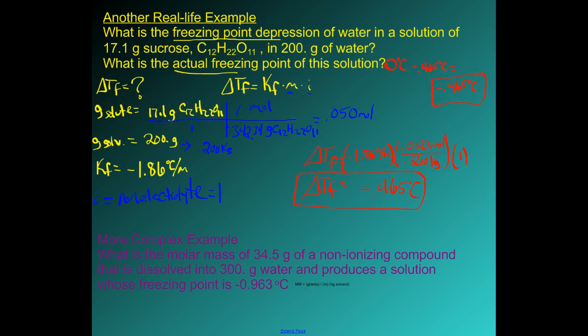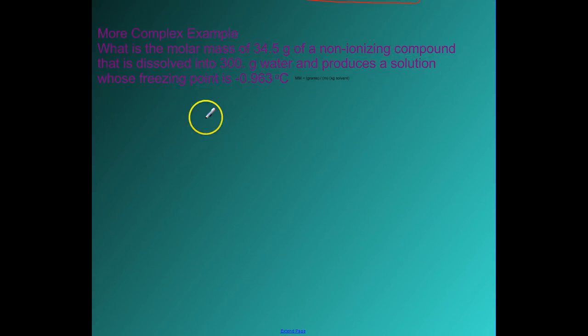The last problem that I want to look at here is a little bit of a more complex example problem where we are actually asked to find the molar mass of the solution. So what is the molar mass? My molar mass is unknown, and I measure molar mass in grams per mole. 34.5 grams of a non-ionizing solute. And this is a key here to see that it's non-ionizing, which means that my i equals 1 because it does not form ions in solution.